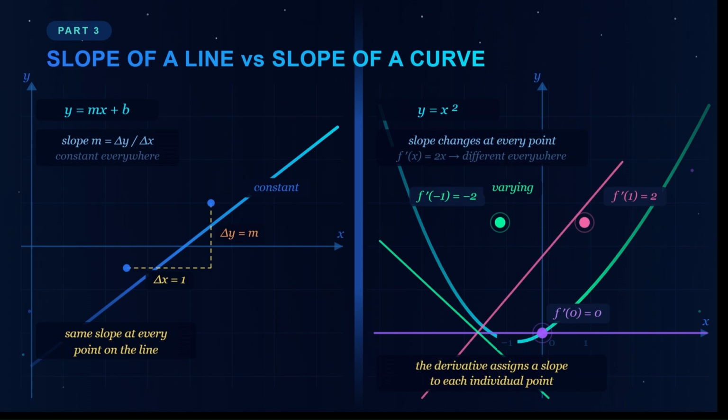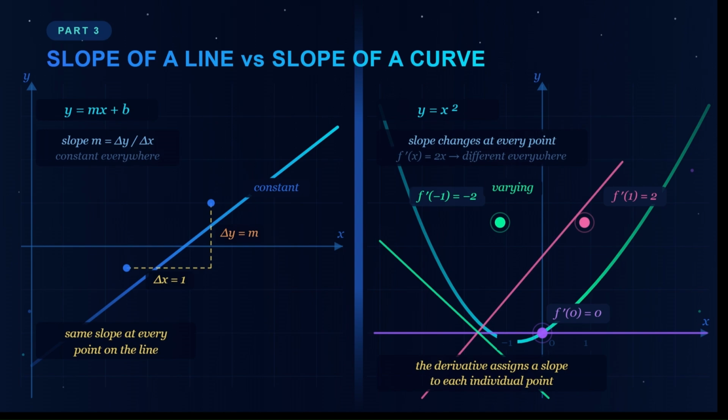Let us start with something familiar. You know from algebra that a straight line has a constant slope. If we have the line y equals m times x plus b, the slope m measures steepness. For every 1 unit we move to the right along the x-axis, we rise m units along the y-axis. We compute this as the change in y divided by the change in x, often written as delta y over delta x, where delta is the Greek letter used to denote change in. For a straight line, this ratio is the same everywhere.